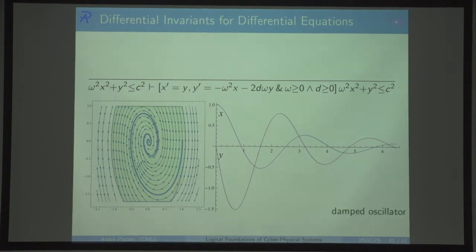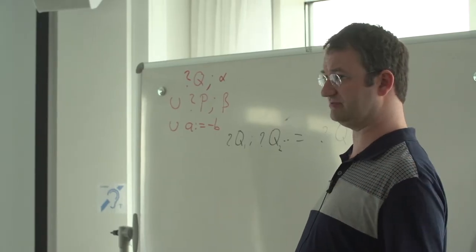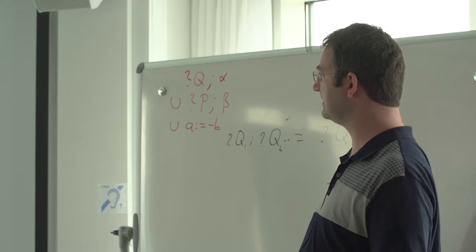And how do I find out? Well, first I give myself some intuition by plotting this green region. And indeed, if I start here, I'll always stay in there. This is some damped oscillator going on. And let's not worry about solutions to these things. Let's just do proofs. Proofs are easier than solutions anyhow.